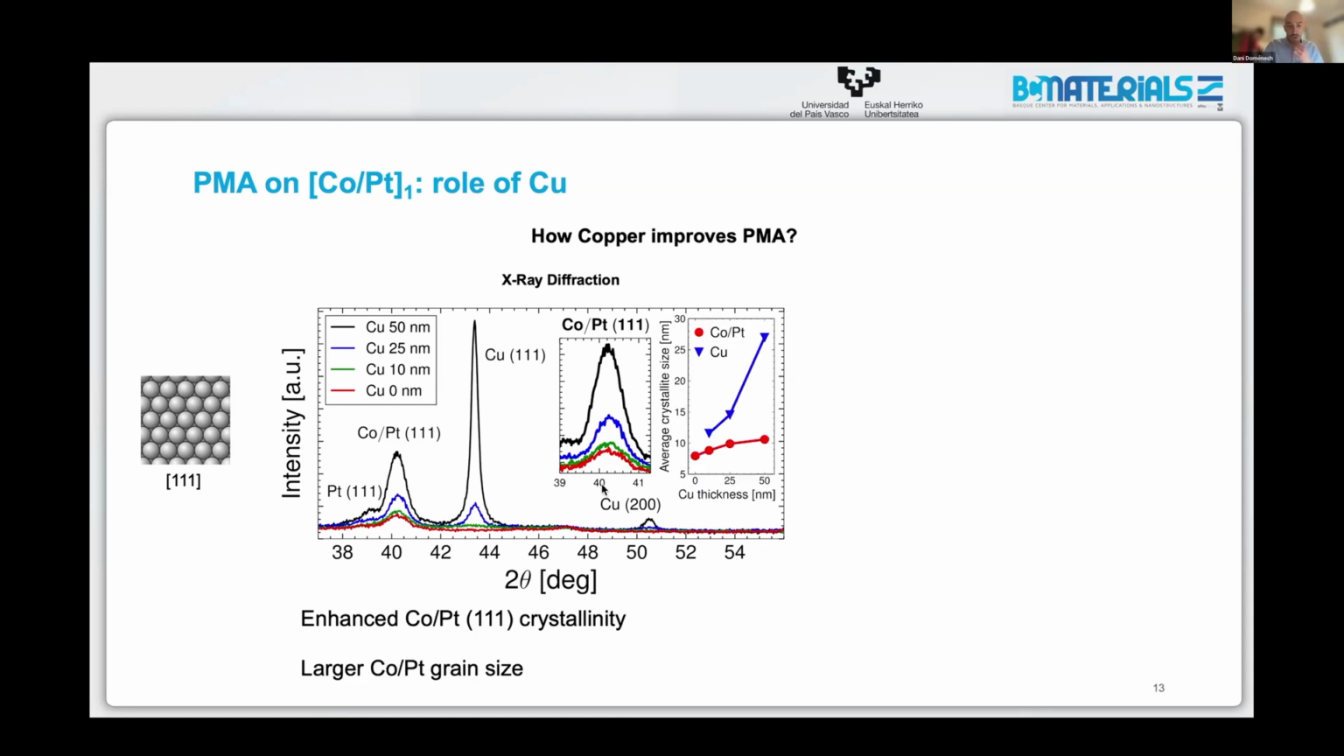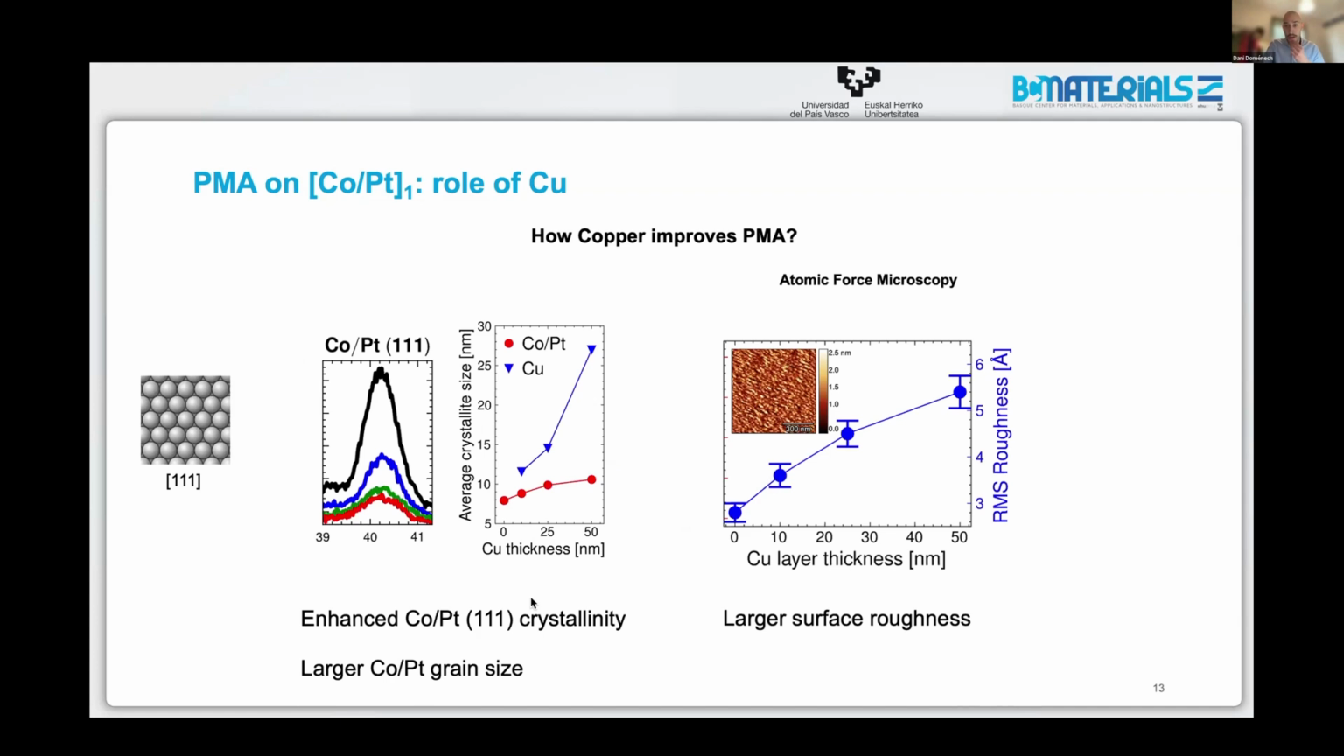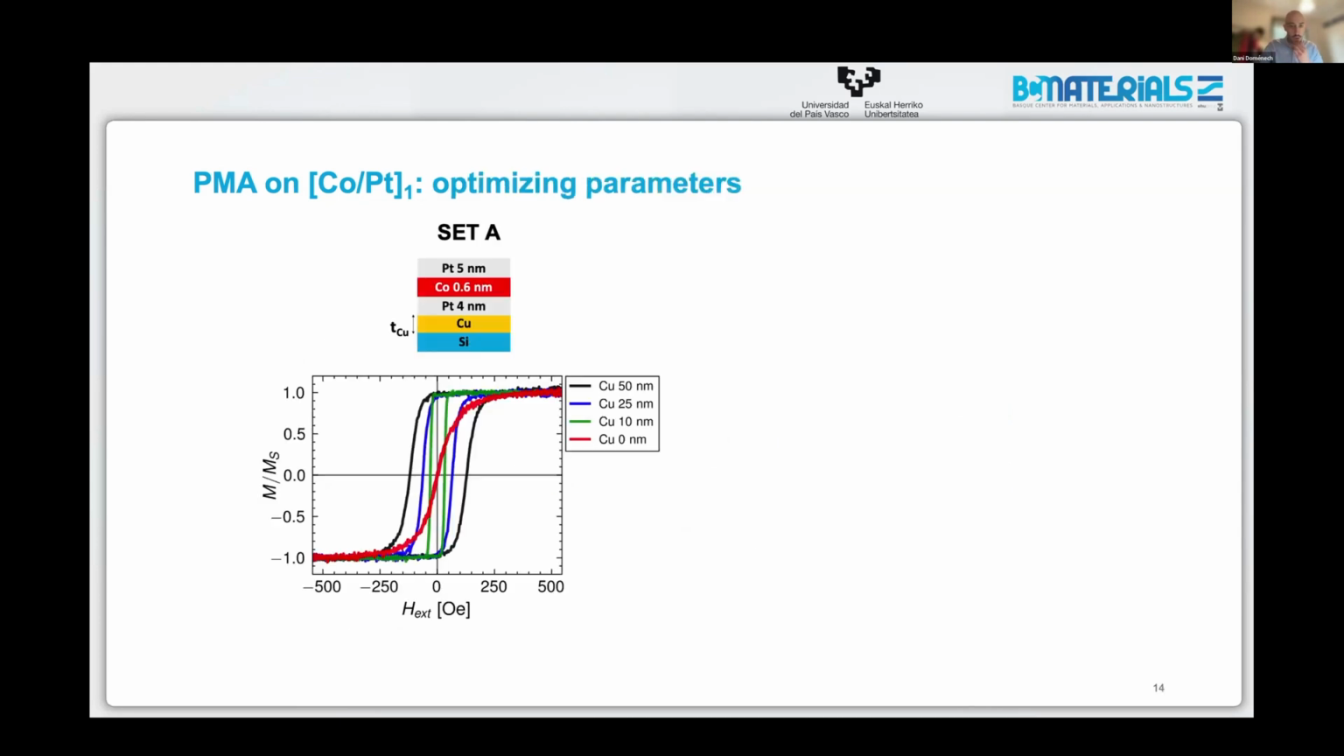Okay, so we also measured that copper leads to larger cobalt platinum grain sizes, which correlates with larger surface roughness measured by atomic force microscopy, which strongly correlates with the increase of coercivity as a function of the copper layer thickness. So these are the main two mechanisms of copper improving and tailoring the perpendicular magnetic anisotropy in these rough conditions. So now we understand the role of copper.